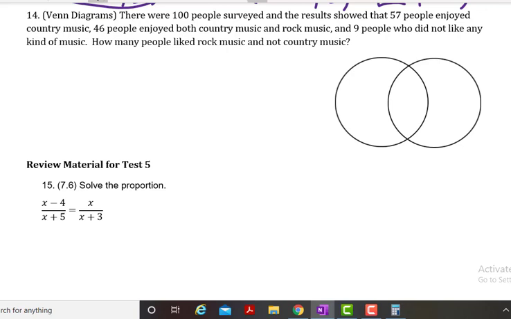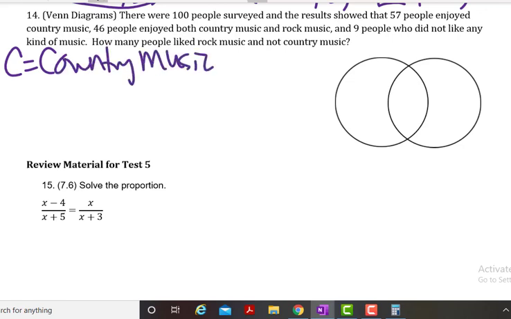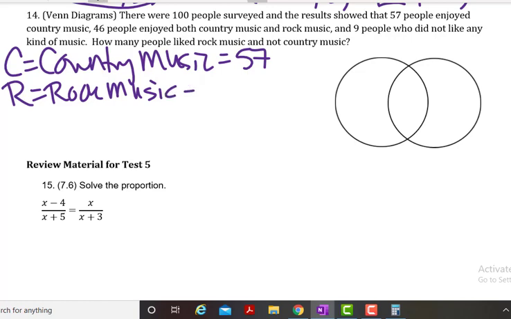All right. Well, I'm going to let C equal country music. And we know that the number of people that like country music is 57. I'm going to let R equal the people that like rock music. We don't know, we're looking for the number of people that like rock music. All right, so let's go ahead and label our graph. So the left will be C, the right will be R.